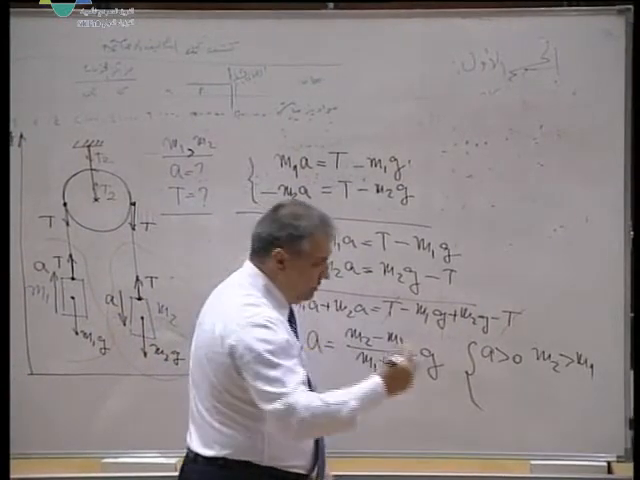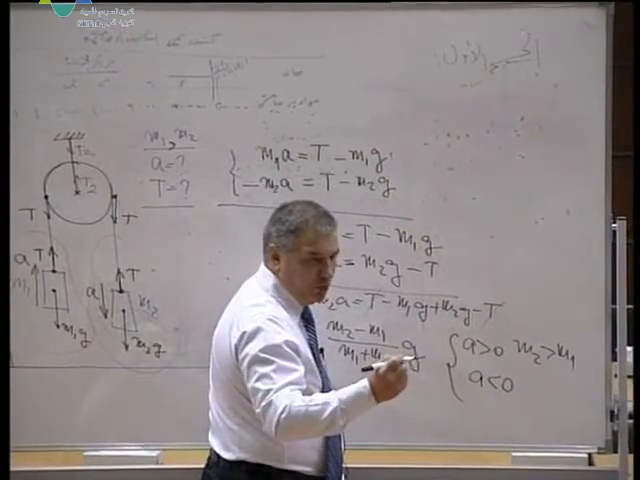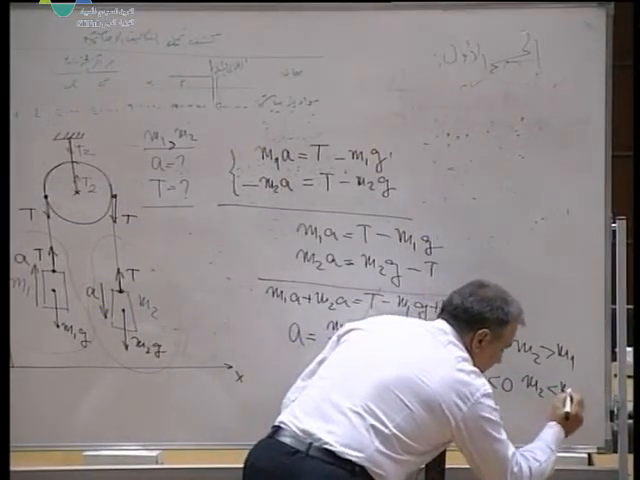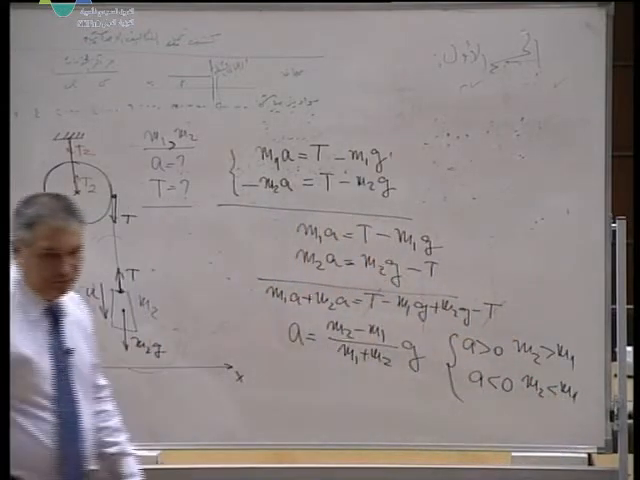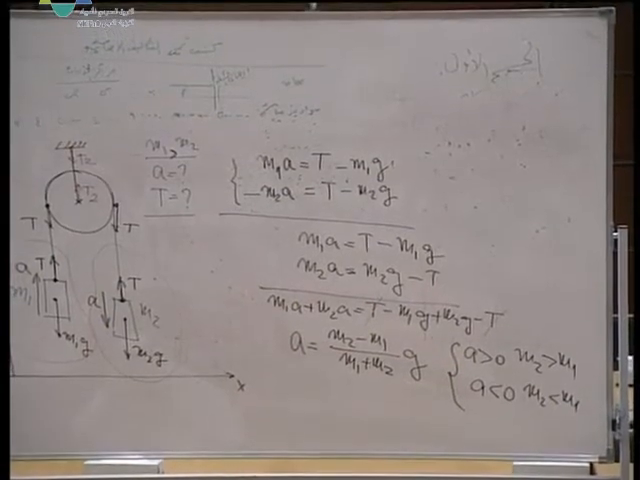We were wrong. A is smaller than zero. If our assumption was wrong, then it's clear the acceleration is downward for M1, which means M2 is smaller than M1.